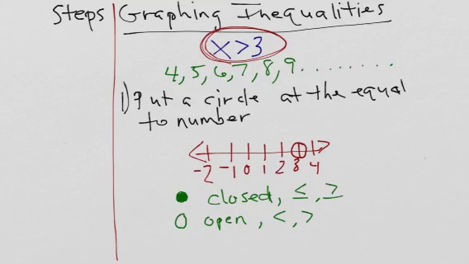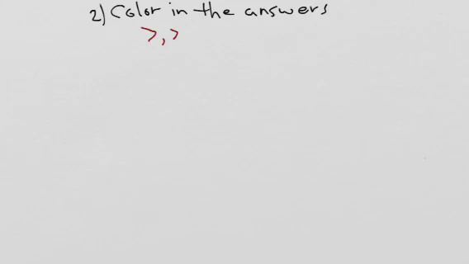Alright, so our second and final step, now that we've got our circle drawn, is to color in all of the correct answers. It's simple. Which way will we color? If we have greater thans and greater than or equal to's, we are going to color in the direction to the right. That's the greater than numbers. If we have less thans and less than or equal to's, we are going to color to the left. The less than numbers are always to the left on a number line.